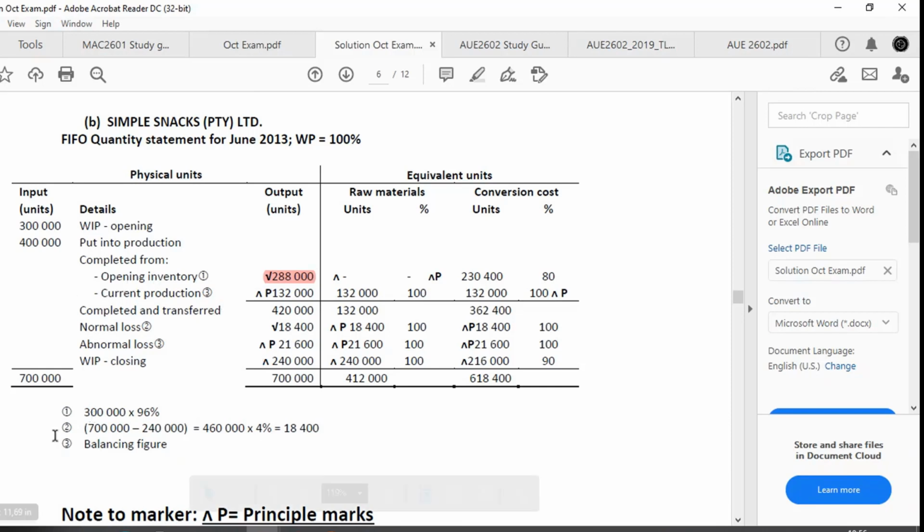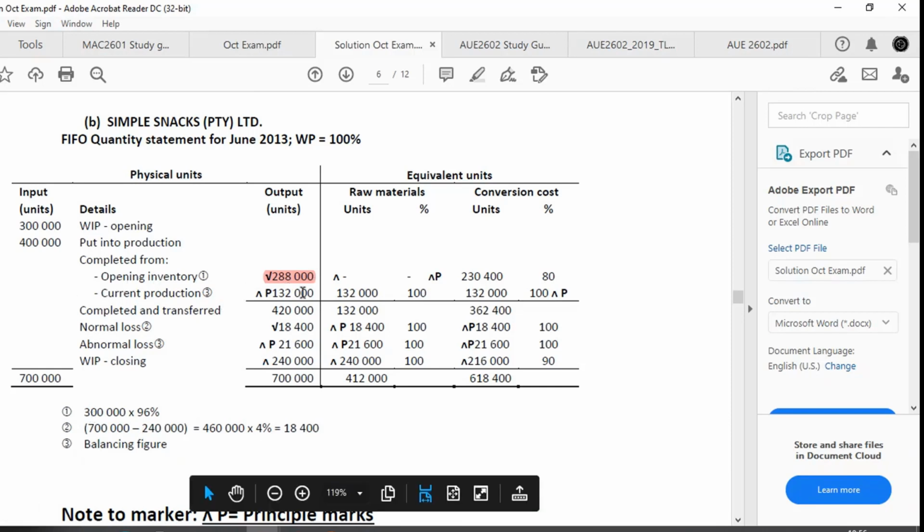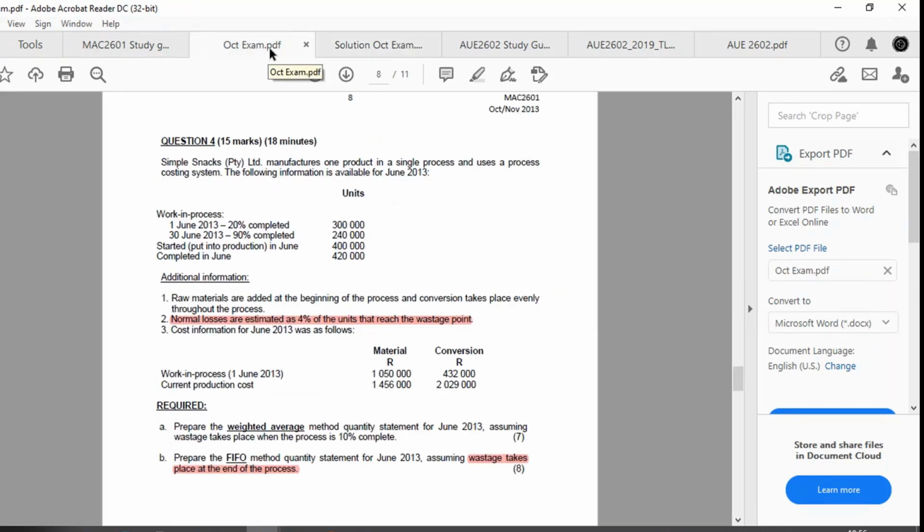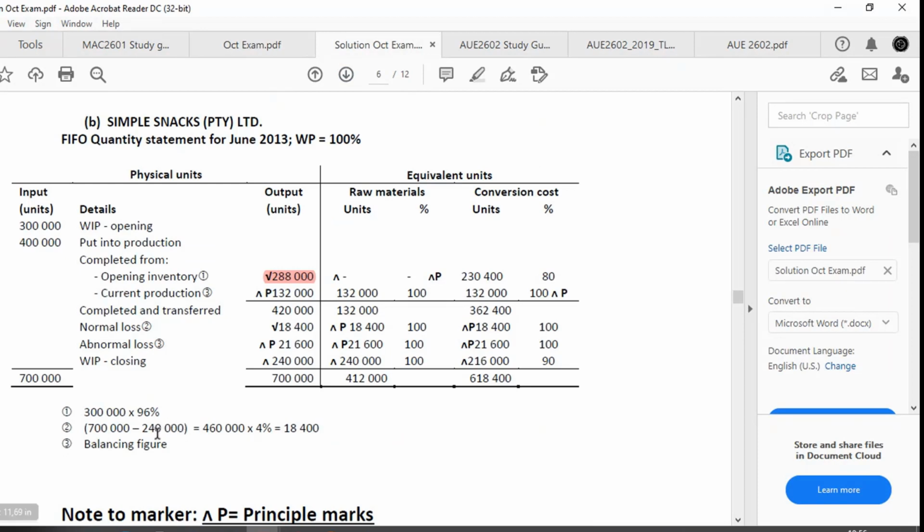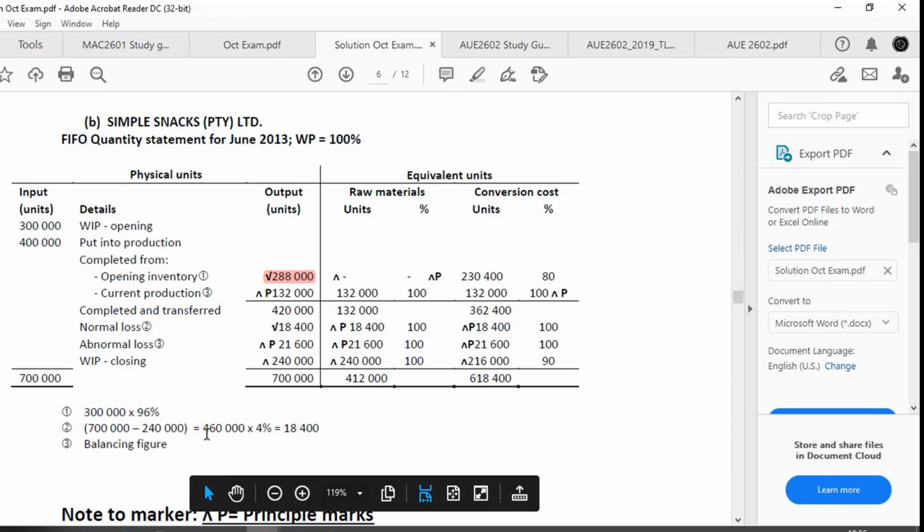Cool. And then the current process is the balancing figure. What's number 2? The normal loss, they took the 700. Let's see, 700 is that 400 plus the 300. So this is the total production minus the 240, which is the closing WIP, and they multiplied it by the 4% which we were given, and it gives you that 18.4. The normal loss is the balancing figure.